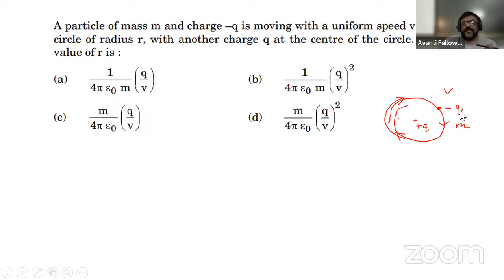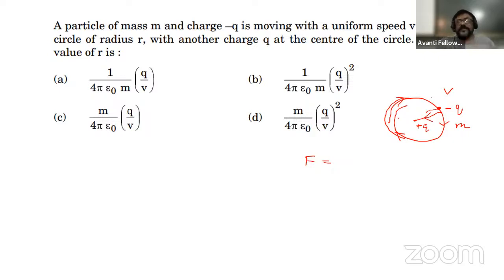This is an example of circular motion. Circular motion always requires a force acting towards the center of the circular path, which is called the centripetal force. Here the centripetal force is supplied by the electrostatic force of attraction between this positive q charge and the negative q charge. So this positive q will be attracting it towards its center.